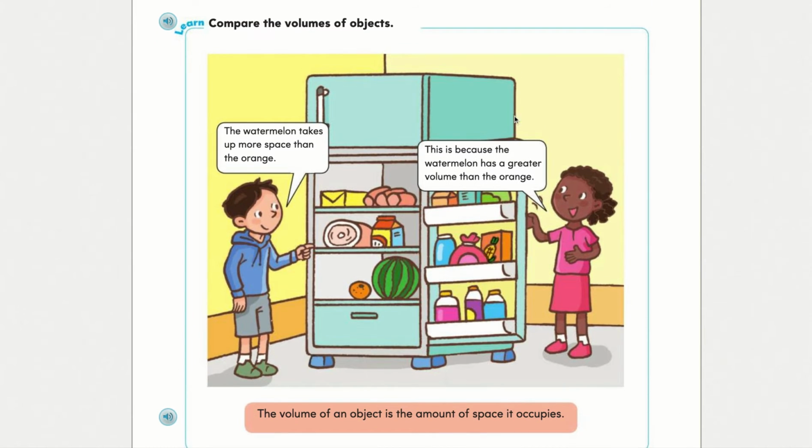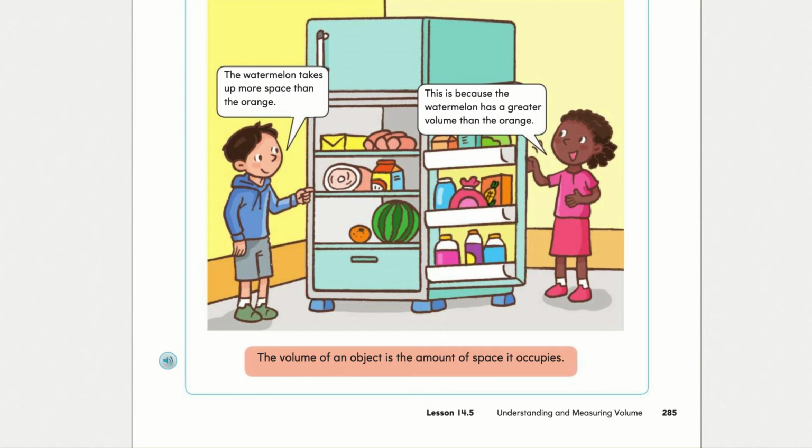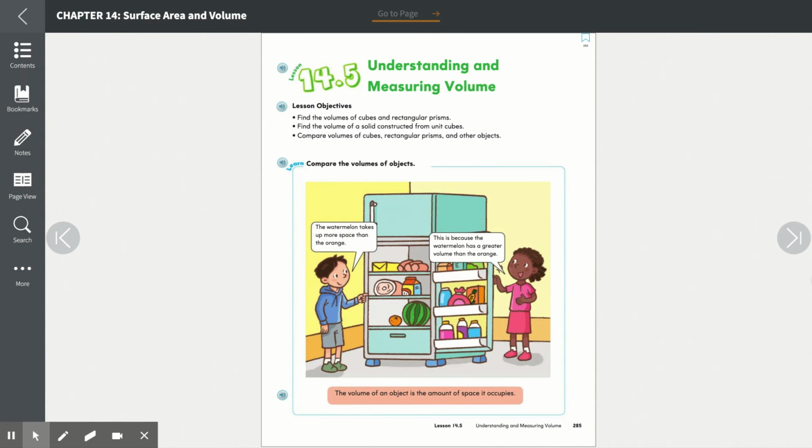So here's one way to think about volume. The watermelon takes up more space than the orange. This is because the watermelon has a greater volume than an orange. The volume of an object is the amount of space it occupies. So I'm going to read that again. The volume of an object is the amount of space it occupies.